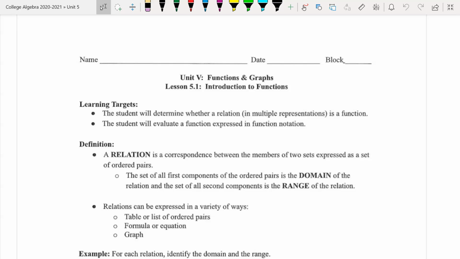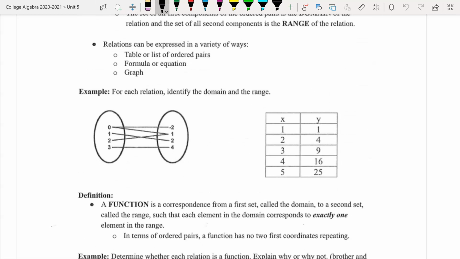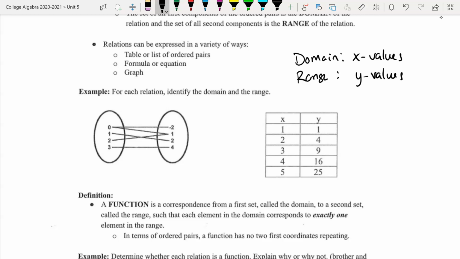So a relation can be expressed in a variety of ways. There's a table that lists the ordered pairs, a formula equation, or a graph. So here's a couple examples. It says for each relation, identify the domain and range. Well, don't forget, domain is the x values. Range is the y values. So if they give you a mapping diagram like this, right here is going to be your domain. This is going to be your range.